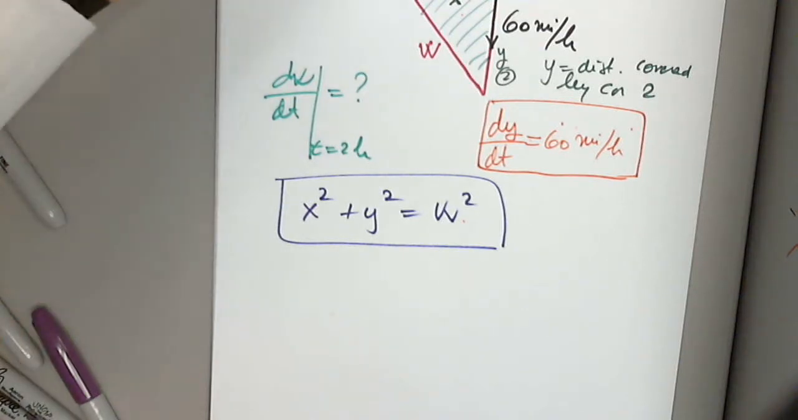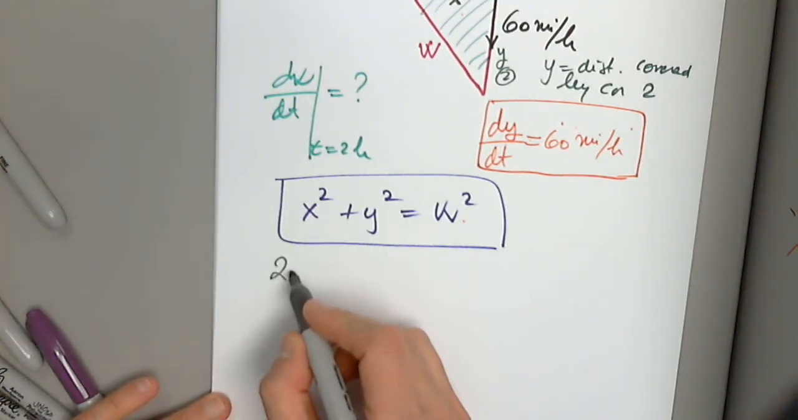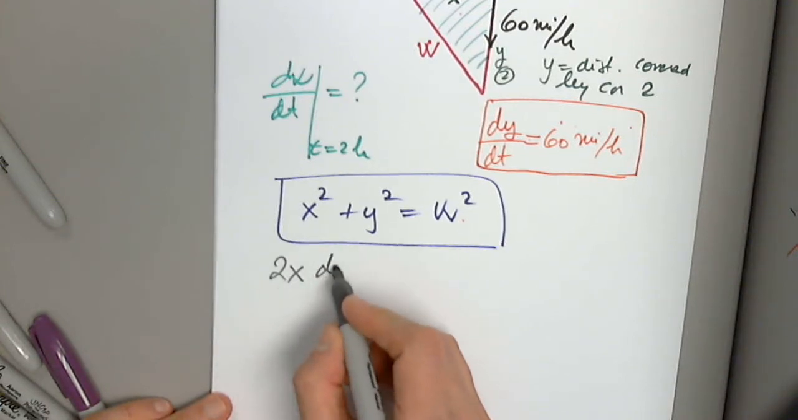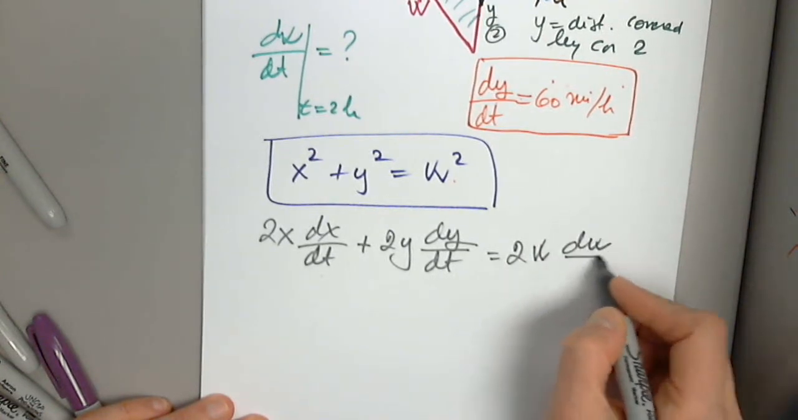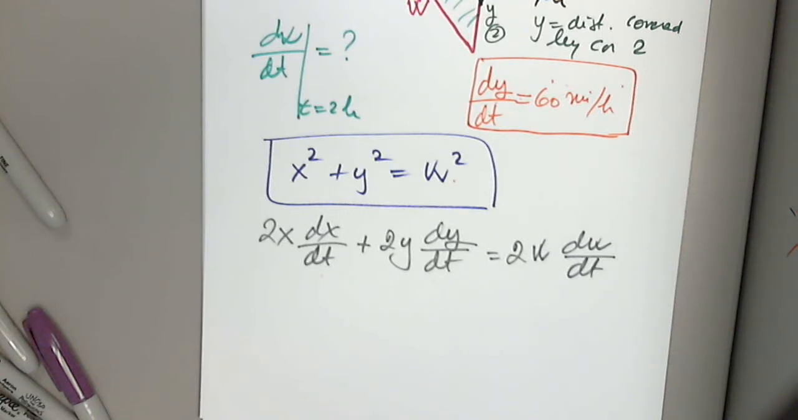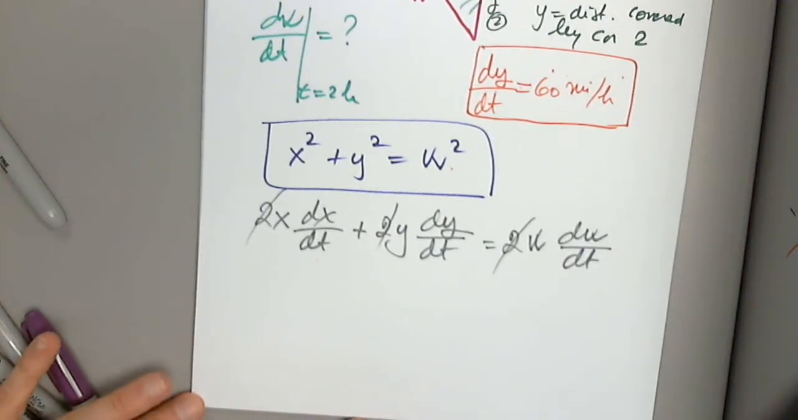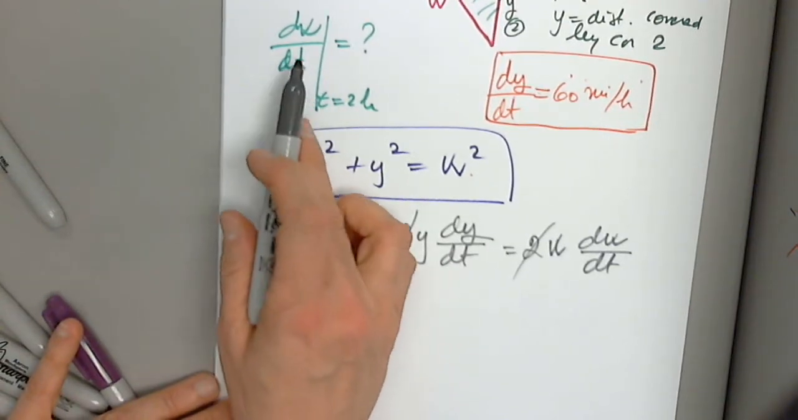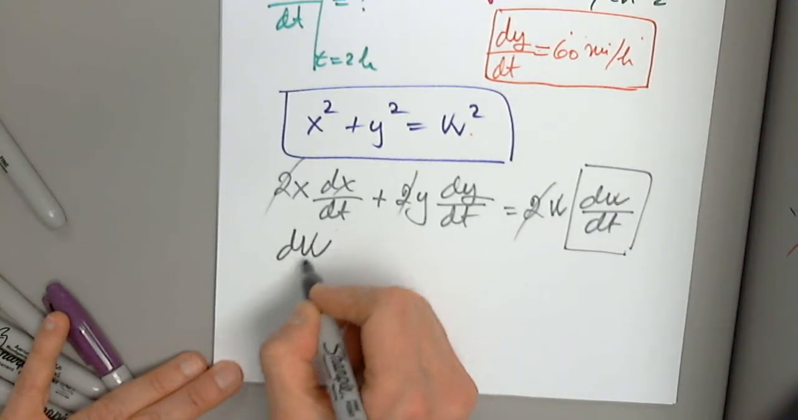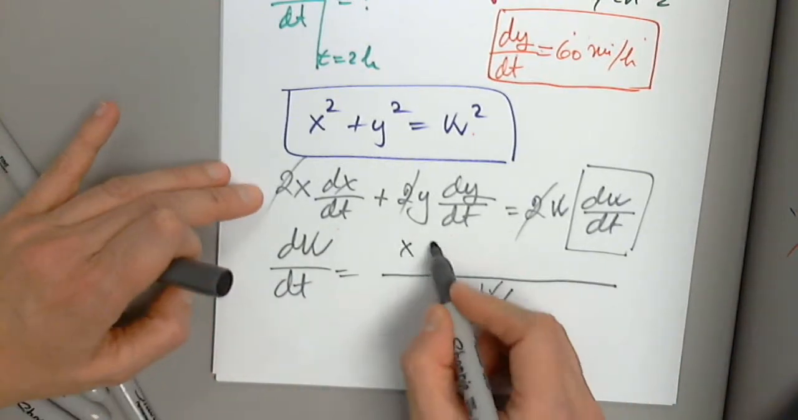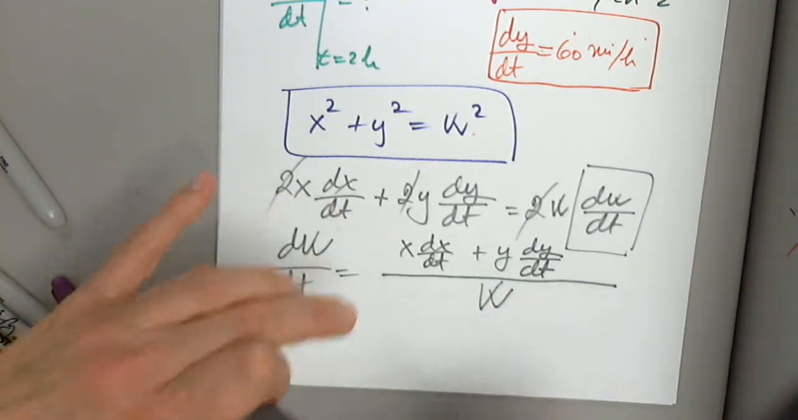Ready? Can anyone differentiate implicitly? Very good. Plus? Perfect. Thank you, Emily. This is differentiating the given equation implicitly, because I didn't solve for any. I didn't solve for x, I didn't solve for y, I didn't solve for w. Good. Obviously, I will divide both sides by 2, because all of these terms have 2 in them. And now I look at the question, and I know I'm asked to find dw over dt. This is my only concern here. I'm going to solve for it dividing both sides by w. So dw over dt equals x dx over dt plus y dy over dt divided by w.